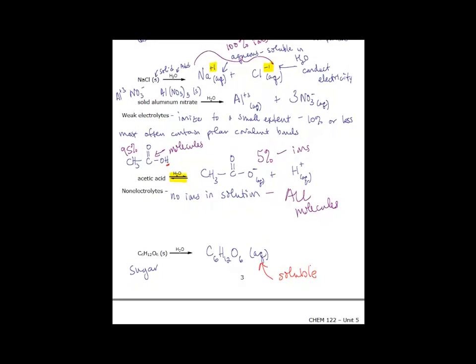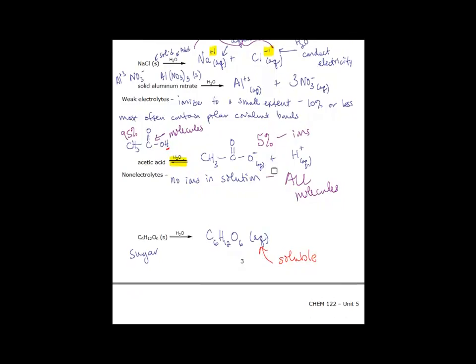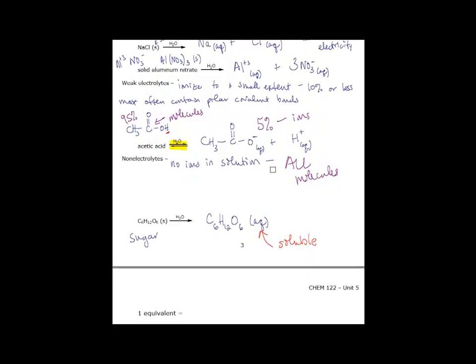But you know that sugar goes from solid to liquid. So when you put it in water, it's soluble, but it does not form a charge, doesn't form any ions. That's why it's a non-electrolyte. So sugar is an example of a non-electrolyte. It's all molecules, all molecules.